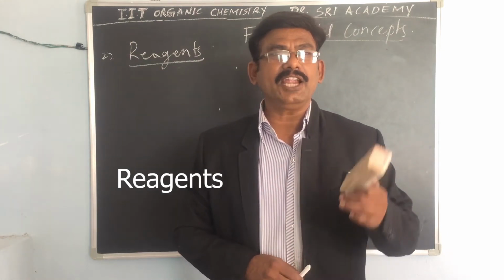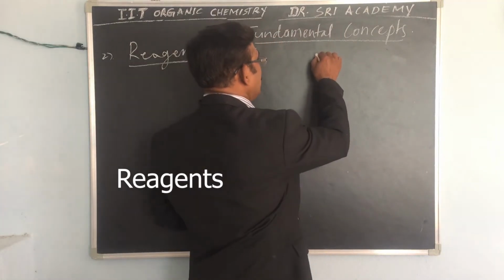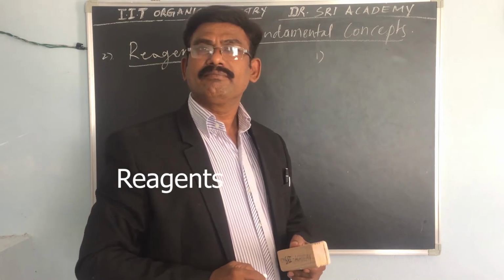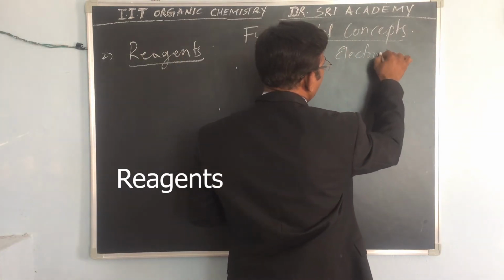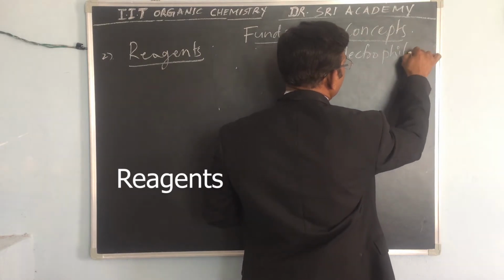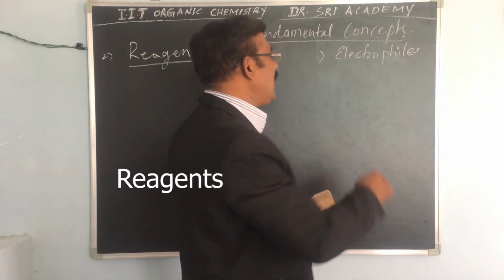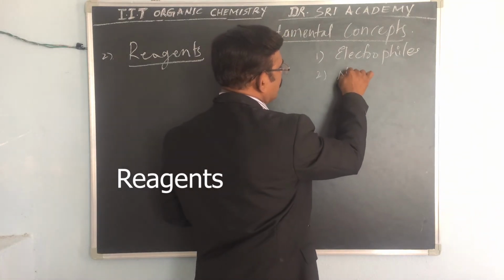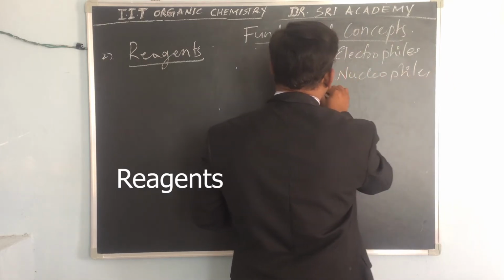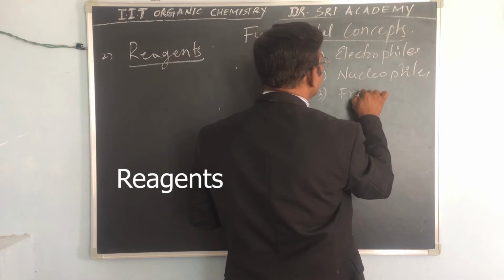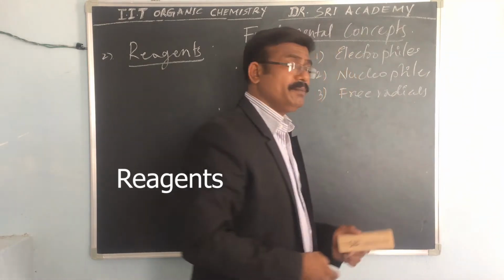There are three types of reagents. The first one is electrophiles. The second one is nucleophiles. And the third one is free radicals. These are very, very important.